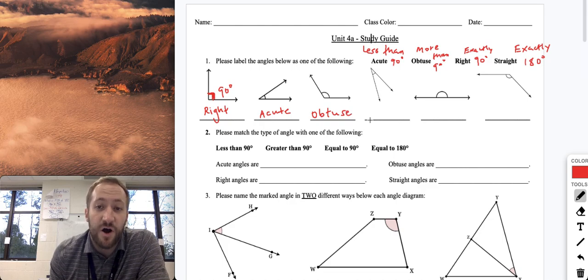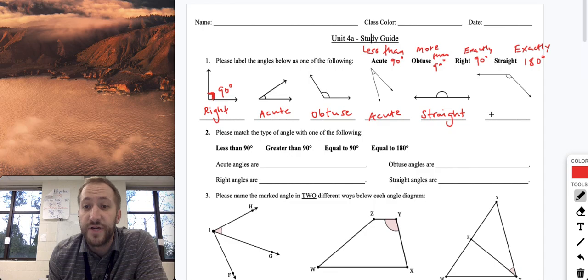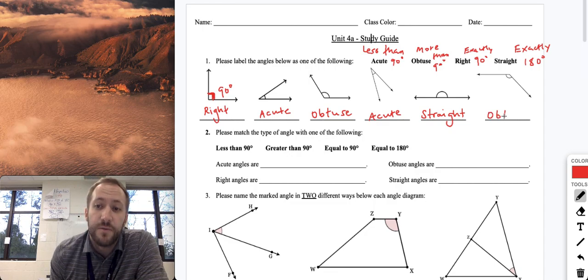This one right here, this is also an acute angle because it is less than 90 degrees. This one right here, this is a straight angle. Straight angles are straight lines, which is where the name comes from, and it is exactly 180 degrees. This one over here, this is an obtuse angle because it's greater than 90 degrees.